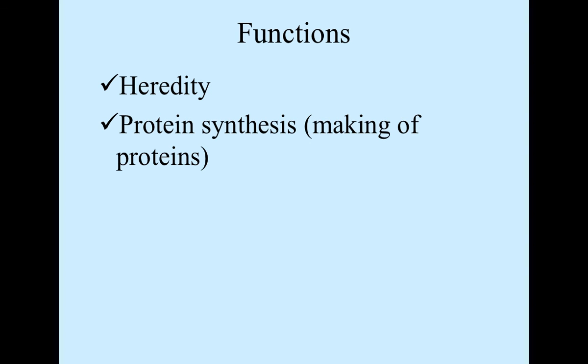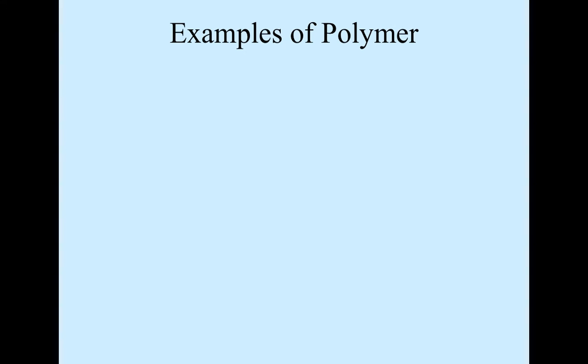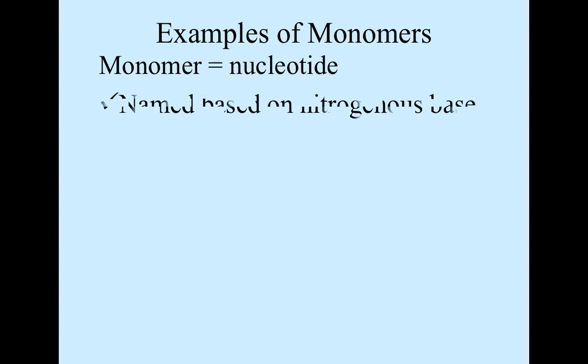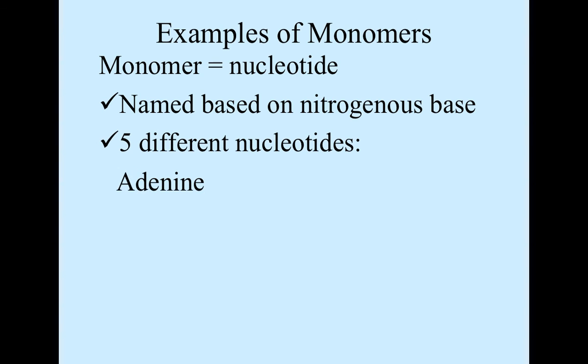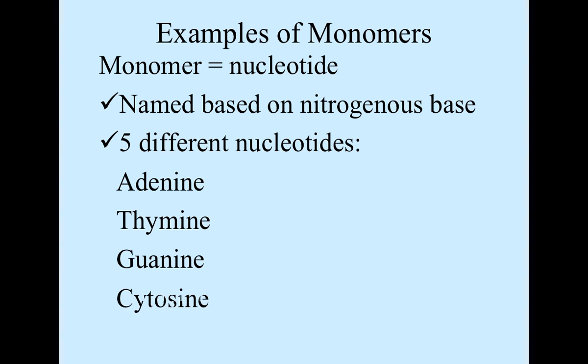These guys function in terms of your heredity, so your inheritance in terms of your genetics, and protein synthesis, in other words, making of proteins. The polymer form of nucleic acids includes DNA and RNA, and those are the only 2 examples that ever exist. The monomer form is based on the nucleotide, and they are actually named based on the nitrogenous base. So we have 5 different nucleotides: adenine, thymine, guanine, cytosine, and uracil. And those should ring a bell because I know you spent a lot of time with those last year.